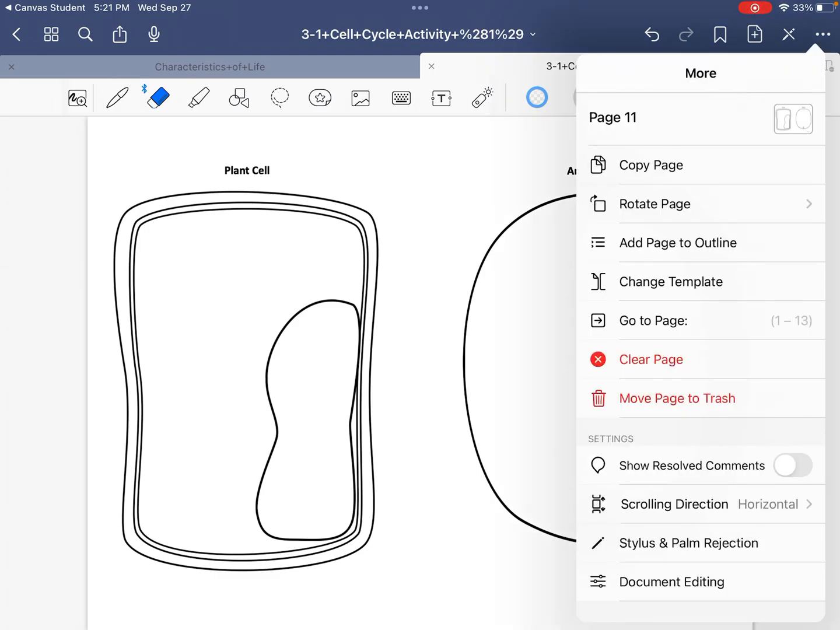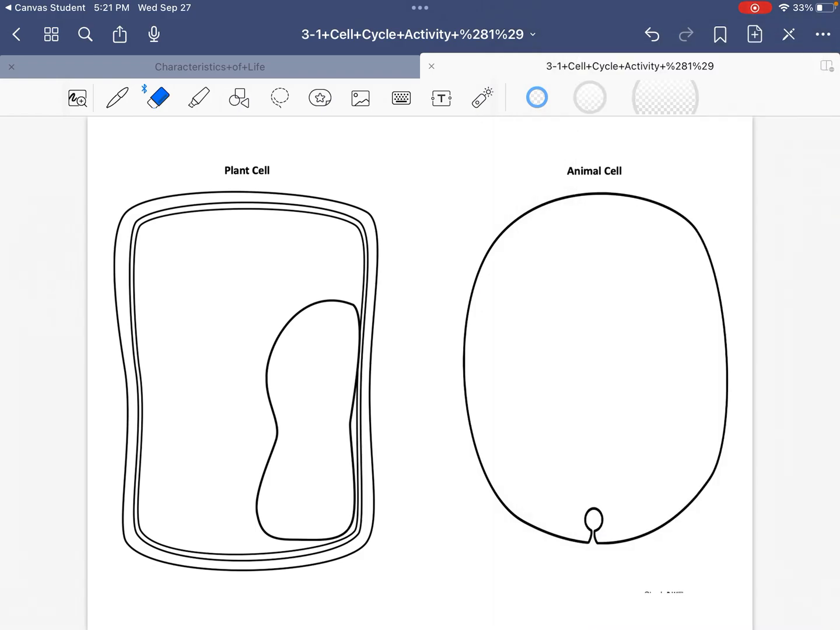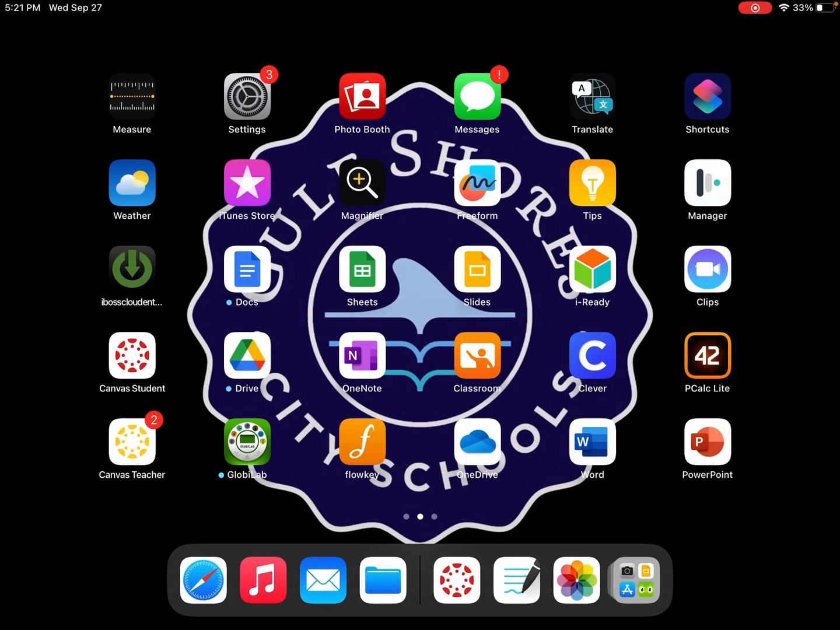So in order to change it, you're going to press those three dots in the top right corner and press Rotate Page. So you'll rotate clockwise 90 degrees until it looks like this. Once you have your page looking like this, I'm going to just quickly switch back over to the directions.